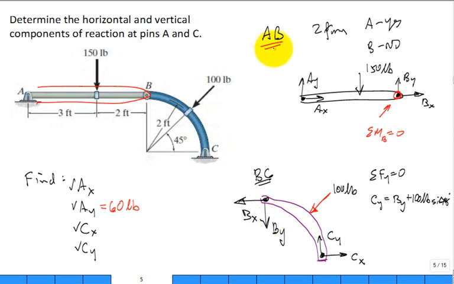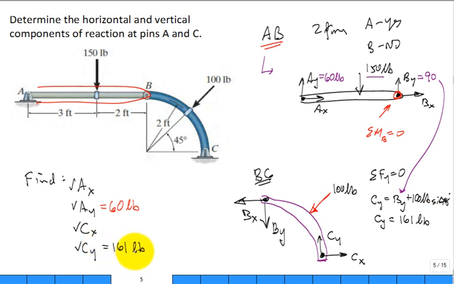You could go back to member AB, and you already solved for this: 60 pounds up. This was 150 down. That has to be 90 pounds up, right? Sum of the forces in the Y. You're going to be going back and forth for a problem like this between members and looking at your equations. So that allows us to bring down this 90. And so now we can solve for CY. And what does CY come in at? 161 pounds. So CY is 161 pounds.